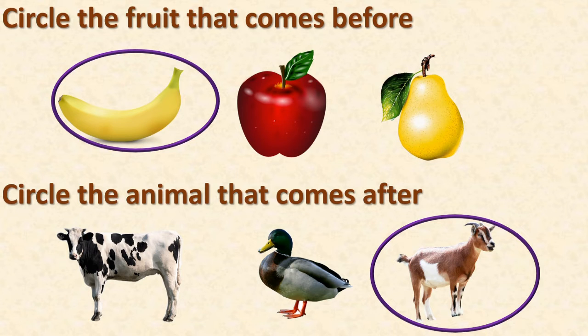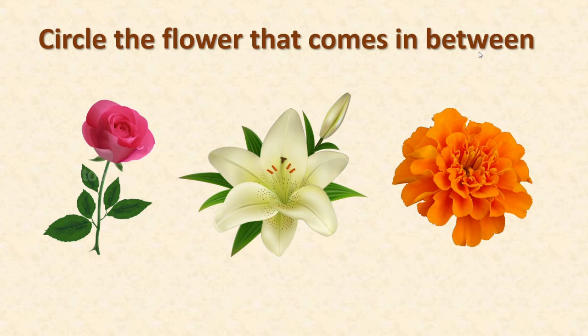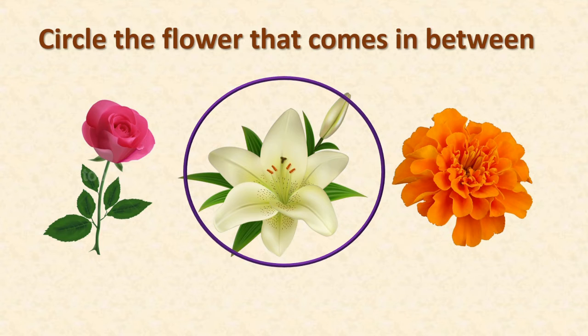Next, circle the flower that comes in between. See dear children, you have to understand the meaning of the sentence, that is circle the flower that comes in between. In between means beech wala, beech mein. Okay, here we can see rose, lily and marigold. Yes, very nice. Lily is in between rose and this marigold. Correct? Nice. Now here you can see number 2. Right? You know this? Yes.